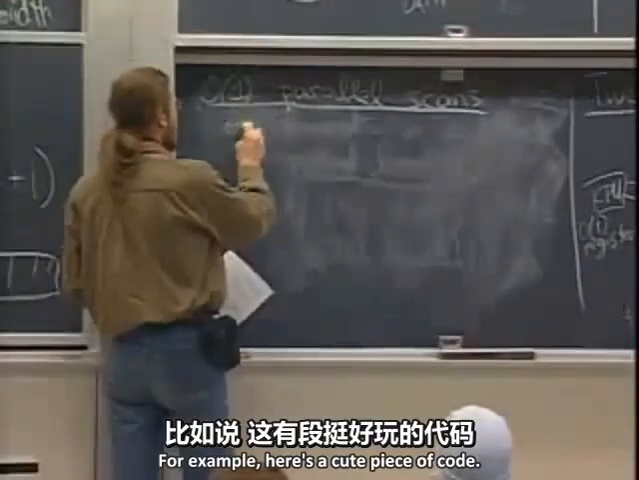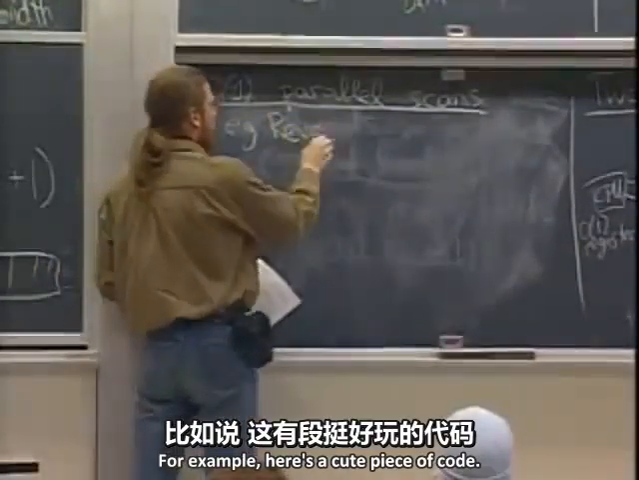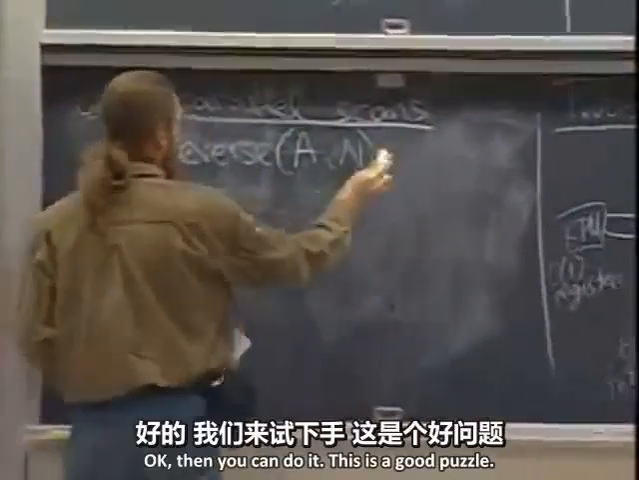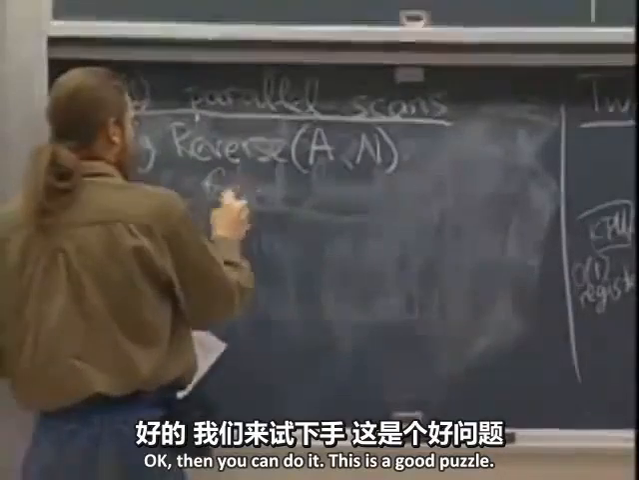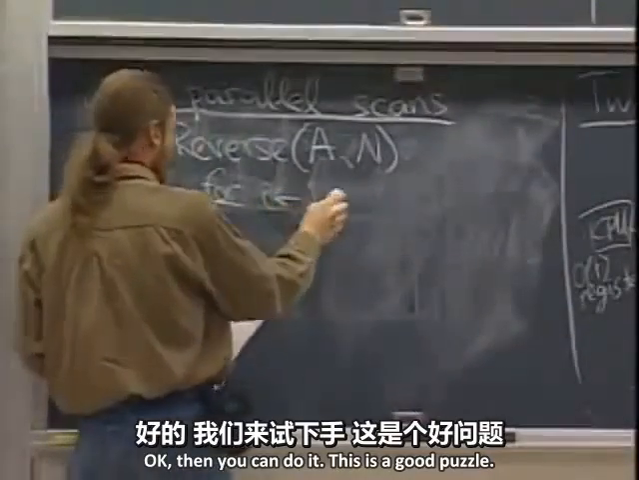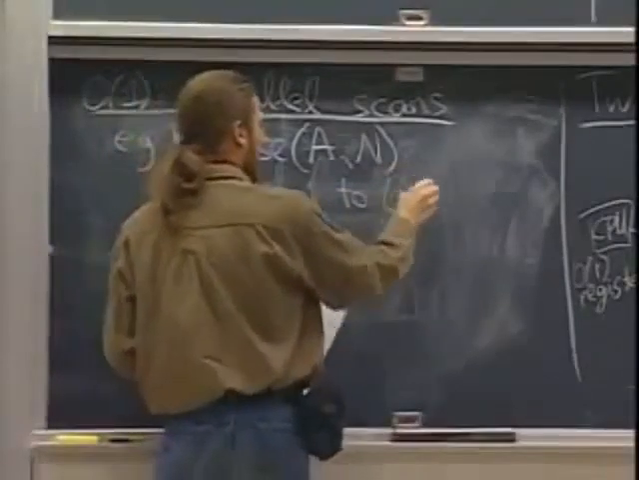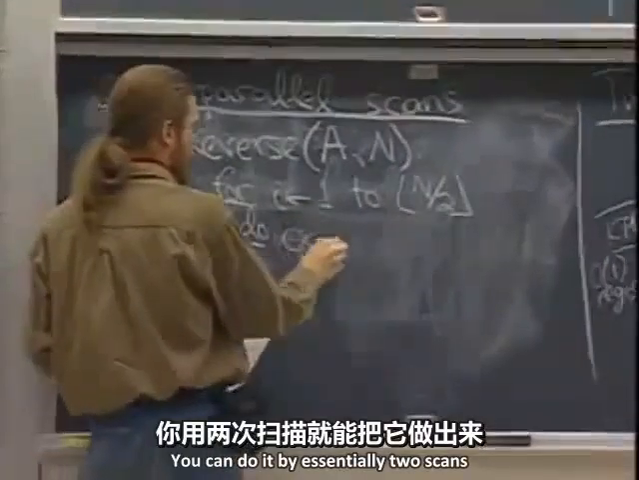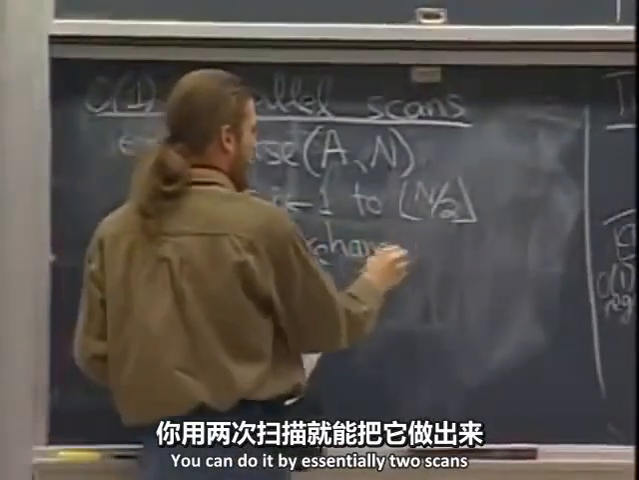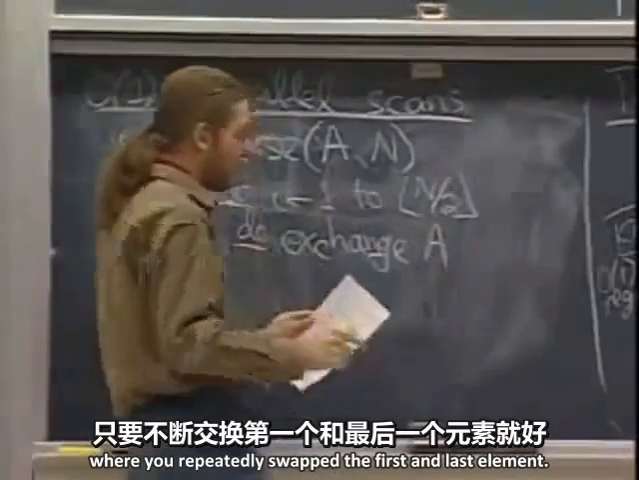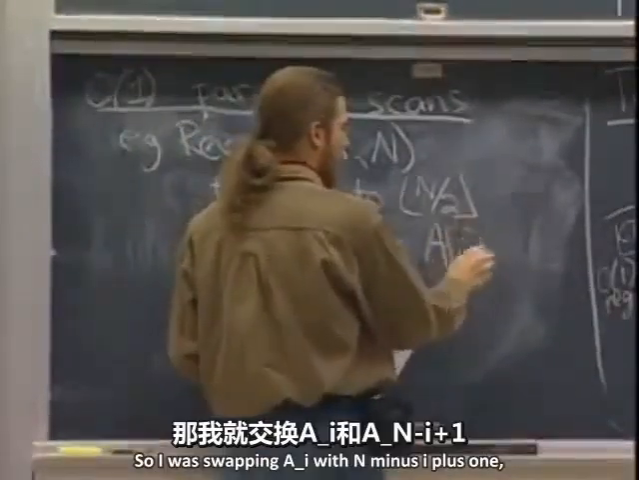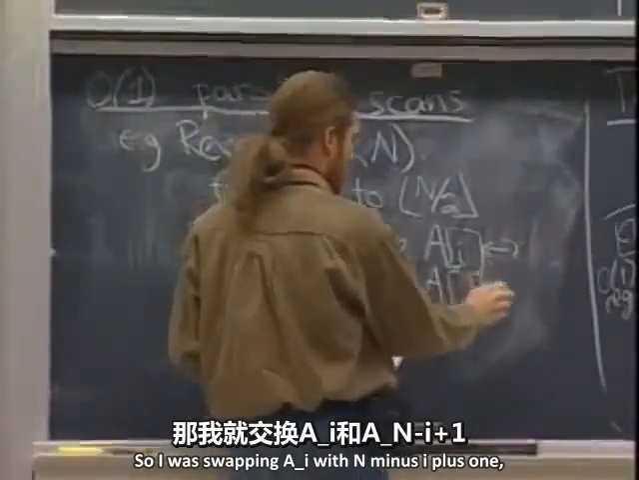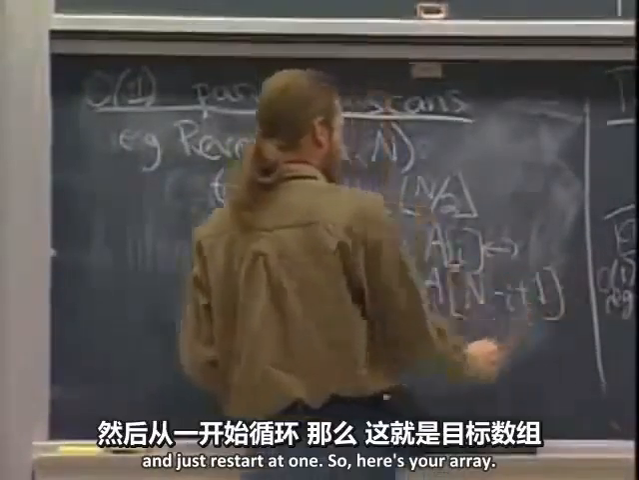For example, here's a cute piece of code. If you want to reverse an array, okay, then you can do it. This is a good puzzle. You can do it by essentially 2 scans where you repeatedly swap the first and last element. So it's swapping A_i with A_{n-i+1}, if we start at 1.